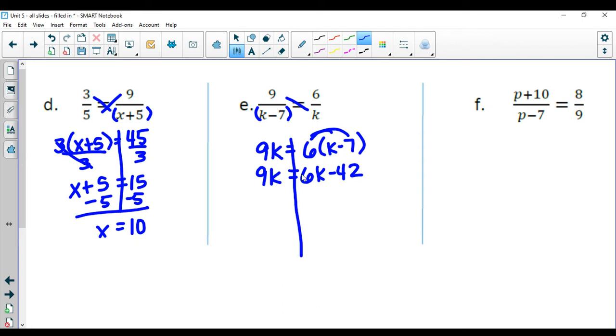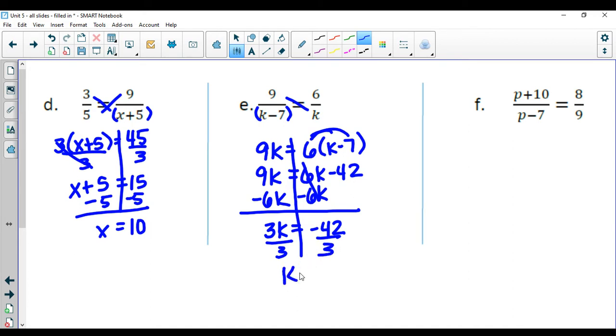I do typically move my smaller k. Remember, use your steps: distribute, combine like terms, move your variable, add, subtract, multiply, divide. I would typically move this 6k, but I definitely want to move this one because the 9k is already by itself. So I don't want to move that at all, regardless of the situation. 9k minus 6k is 3k. The k's over here have canceled, and I'm left with negative 42. So dividing through by 3, that gives me negative 14 for k.